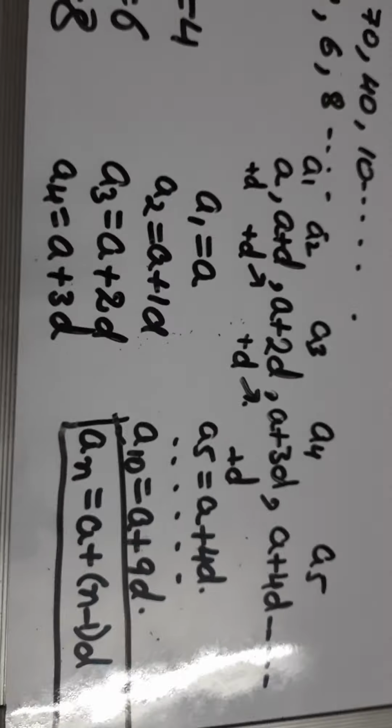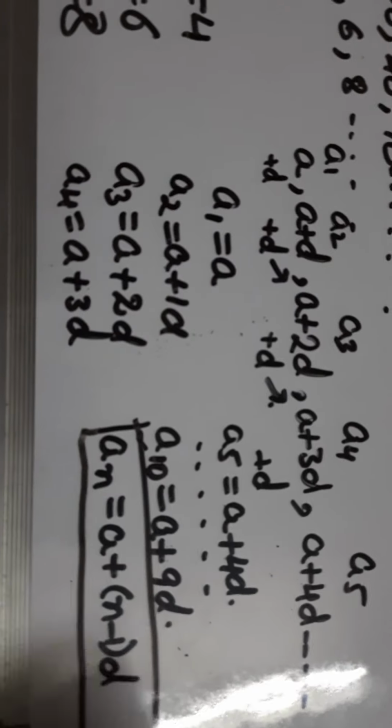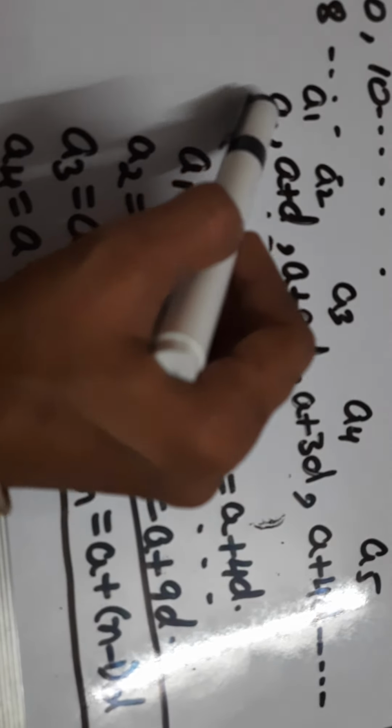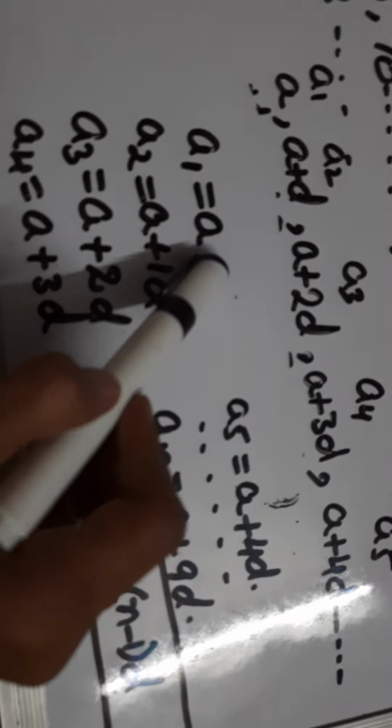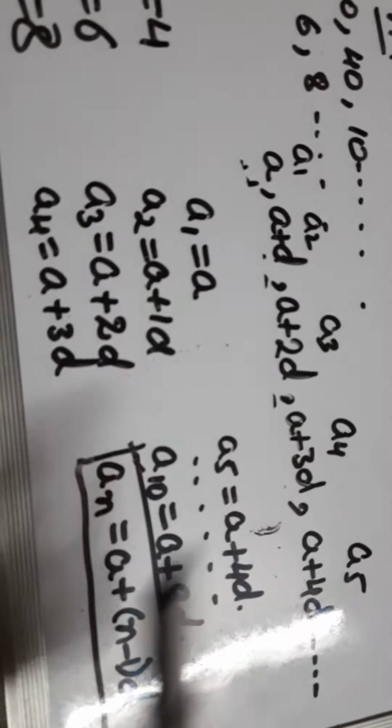So dear students, this is the general AP, and how we have obtained it, now you know very well. By adding these d's to the terms we can get them. So a1 is a, a2 is a plus 1d. a1 means a plus 0d. So 0 multiplied by anything is 0, so only a is there. a2 is a plus d. a3 is a plus 2d.